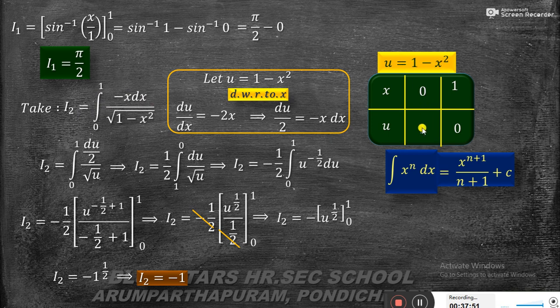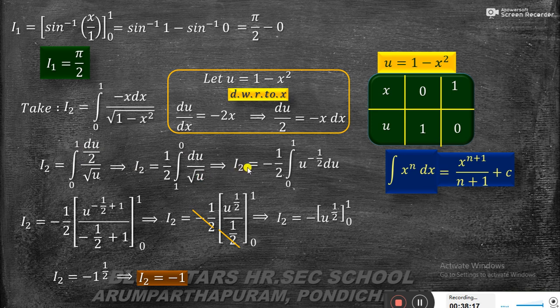So instead of 0 I substitute 1. Next, x equal to 1: 1 square means 1, so 1 minus 1 is 0, u equal to 0. So I substitute x equal to 1 and get u equal to 0. So the limits 0 to 1 become 1 to 0, and I write the integral from 1 to 0, du by square root of u.